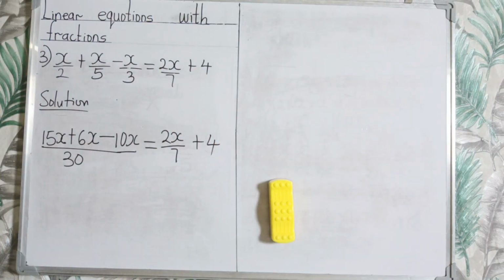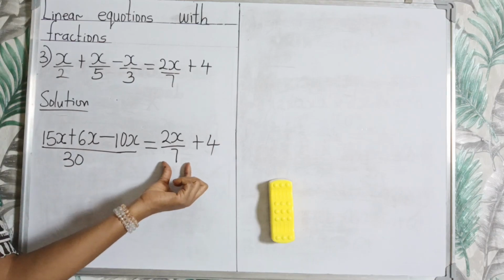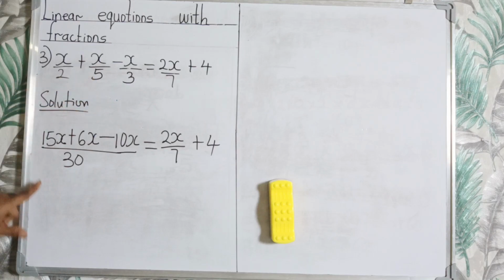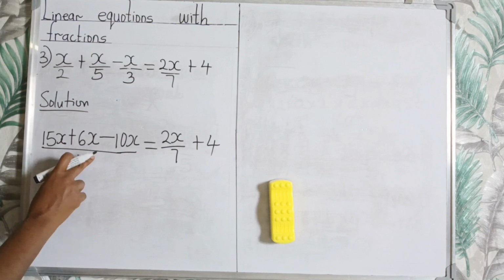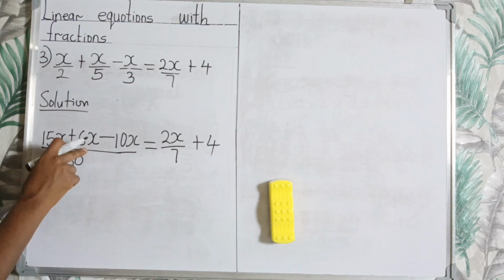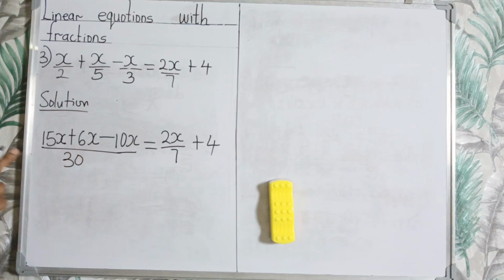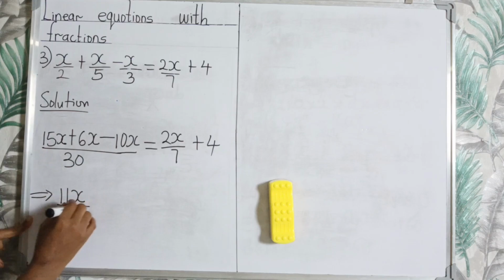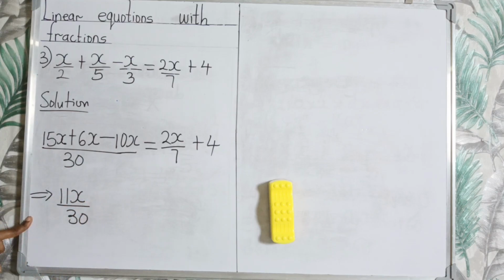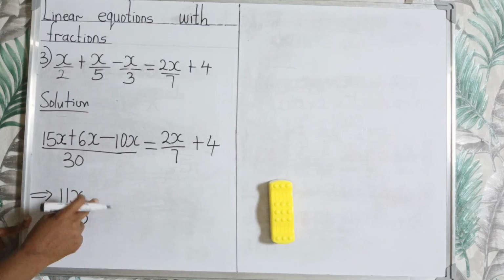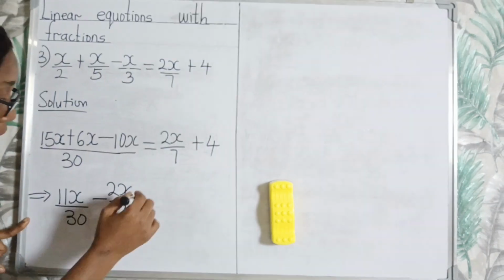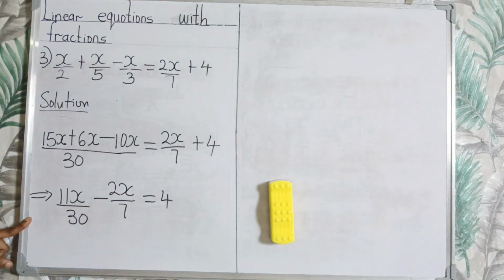Now, what's the next thing to do? I can bring this fraction into this part of the equation. But before then, we can actually simplify this part of the fraction. So let's see. 15x plus 6x is 21x. And 21x minus 10x, we're going to have 11x. So here we have 11x divided by 30. Now, let me bring this one over to this side. So I'm going to have minus 2x divided by 7. And this is equal to 4.